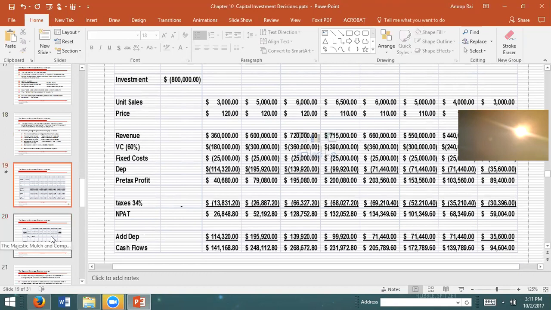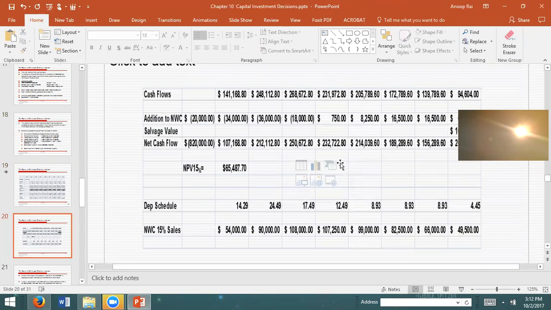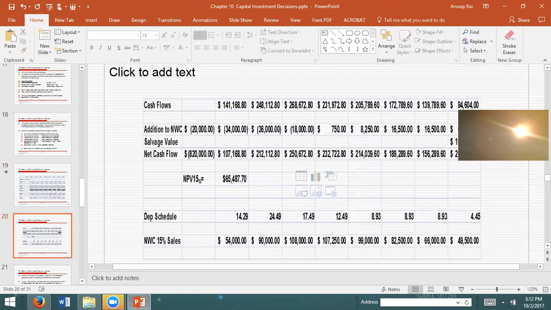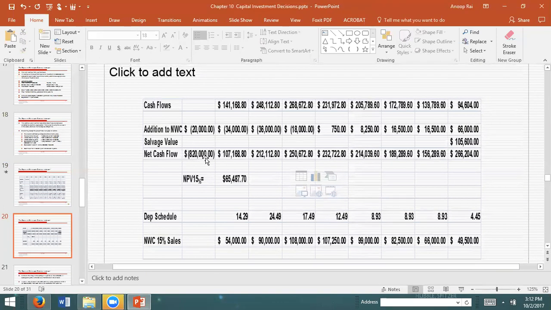So that's our cash flow, and it's a regular way to do it. We can use the formula even to get that number. But what is interesting is that the cash flows is the net working capital. As you can recall, first year we have a 20,000 in year 0 working capital. Our cost of equipment was 800, so the total is 820,000.